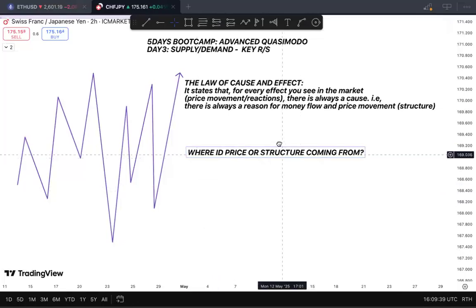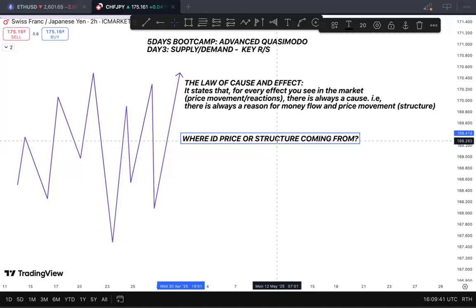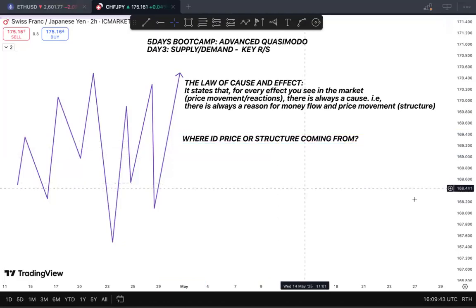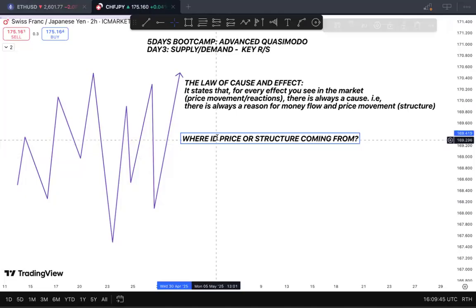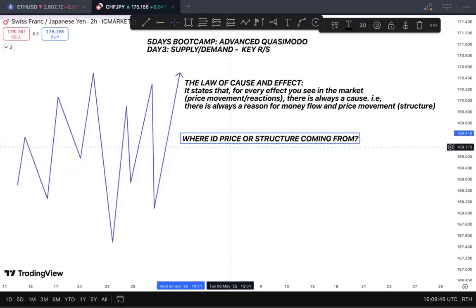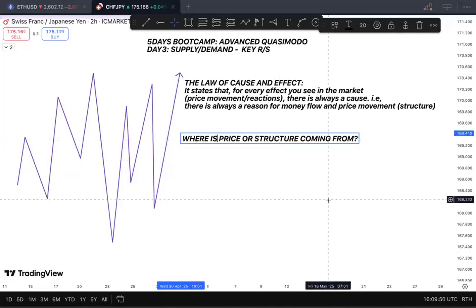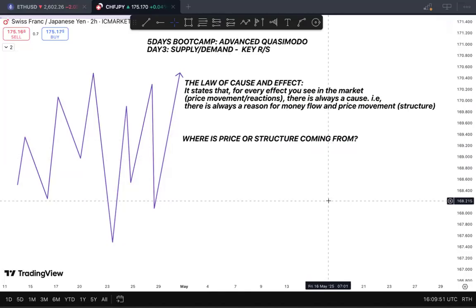Simple. If you know the law of cause and effect, you ask this question: where is price or structure coming from? Just because you saw a structure doesn't mean you should take that trade. Take note of this. Just because all the criteria for your structural liquidity, your BOS, the sweep is correct, doesn't mean you have to take that trade. No, you don't need to take that trade.